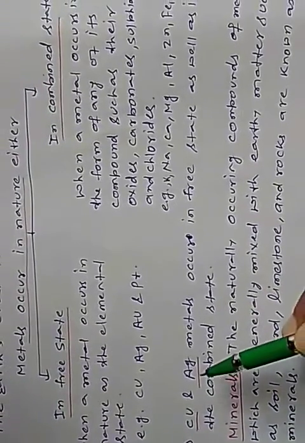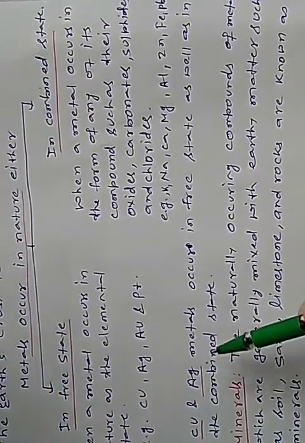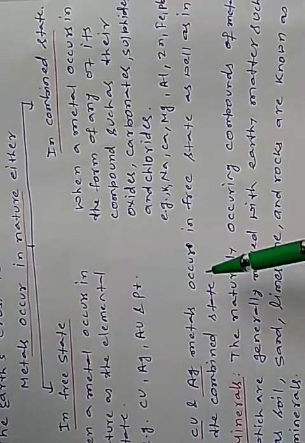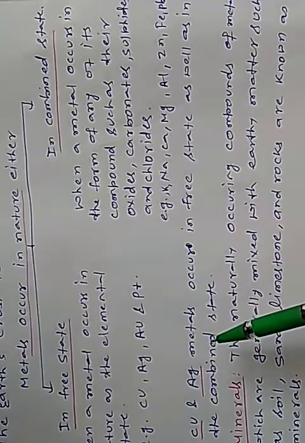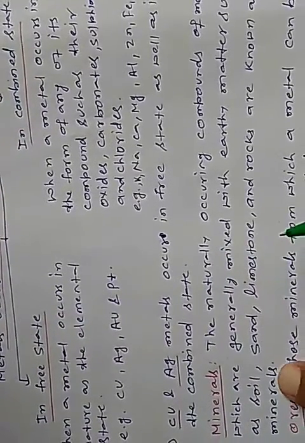Now two metals, copper and silver, occur in the free state as well as in the combined state. So copper and silver occur in both states in nature, that is in the free state as well as in the combined state.